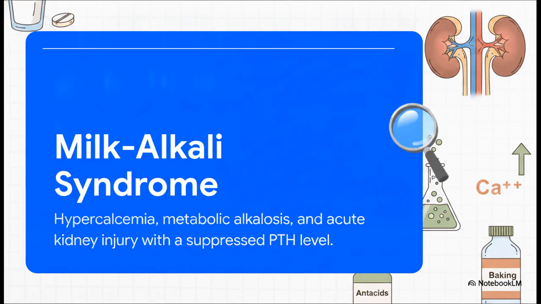Next is milk-alkali syndrome. This is defined by a specific triad: hypercalcemia, metabolic alkalosis, and acute kidney injury, alongside a suppressed PTH. It happens when a patient ingests excessive amounts of calcium and absorbable alkali, like over-the-counter calcium carbonate antacids. The treatment? Stop the offending agent and give intravenous isotonic saline.